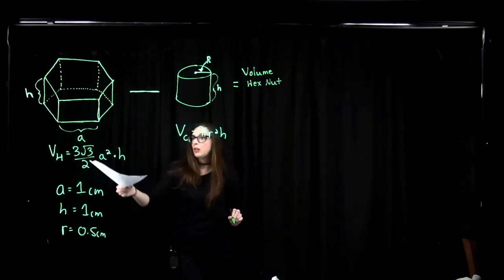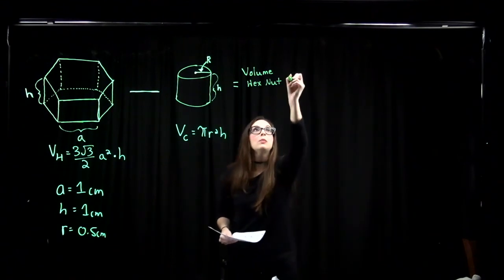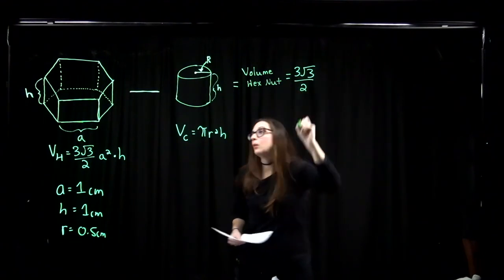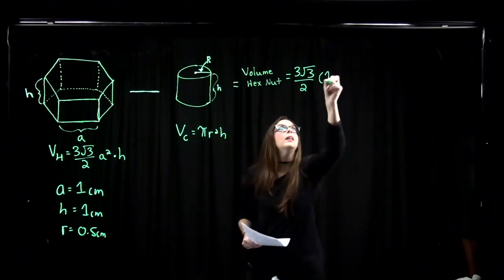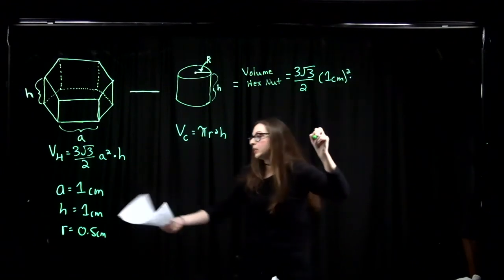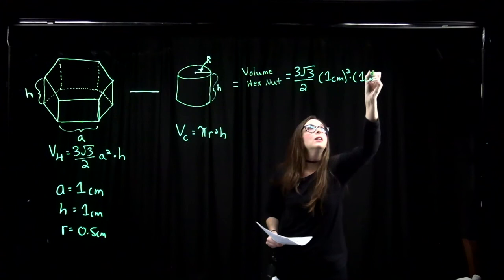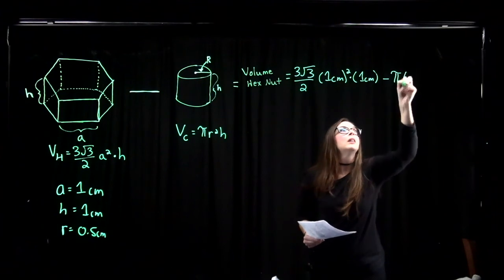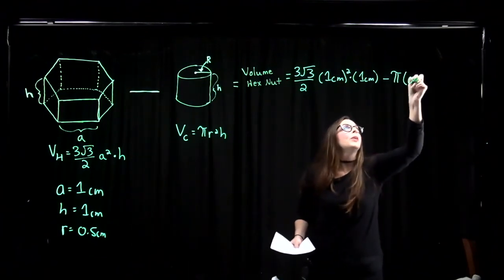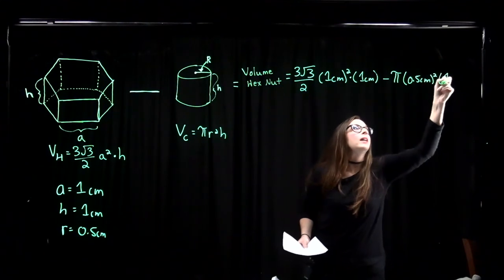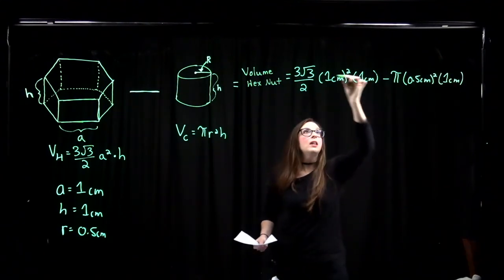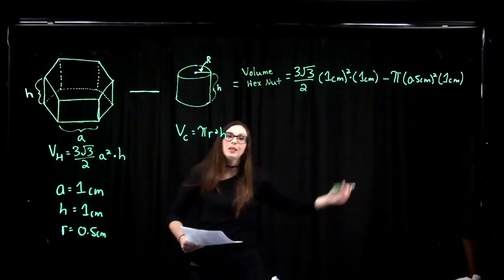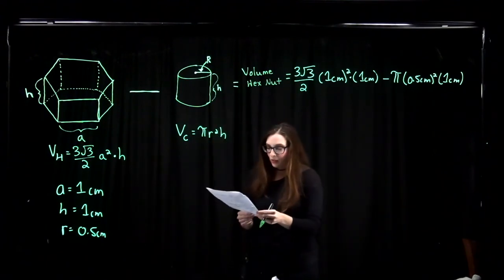Okay, so we can use this to get the volume of my hex nut, which will be equal to 3 square root of 3 over 2 a squared, so 1 centimeter squared, times the height, 1 centimeter, minus the volume of my cylinder, pi times the radius, 0.5 centimeters squared, times the height, 1 centimeter. In both cases we've got a centimeter squared times a centimeter. That gives us units of volume, a length times a length times a length, so our answer is going to be in centimeters cubed.